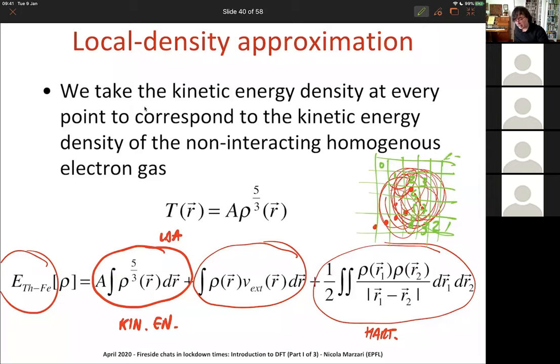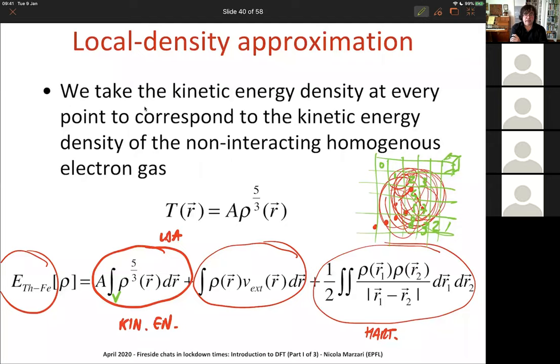And so in every one of these infinitesimal little cubes, I have a charge density rho. And if that infinitesimal cube was part of the non-interacting homogeneous electron gas, we would know what would be its contribution to the total kinetic energy of the system. That would also be the contribution to the total energy, it would just be the kinetic energy density, A times rho to the 5/3, times the volume of that infinitesimal cube, that is d of r, dr. So Fermi integrates over all space, over all volume, the charge density to the 5/3, because it associates to every infinitesimal cube a kinetic energy that corresponds to the kinetic energy of that little infinitesimal cube of the homogeneous electron gas.